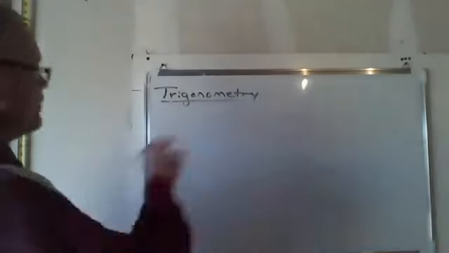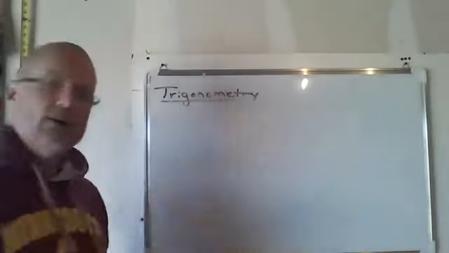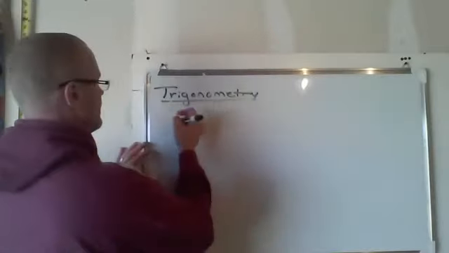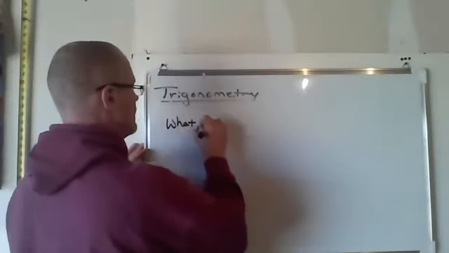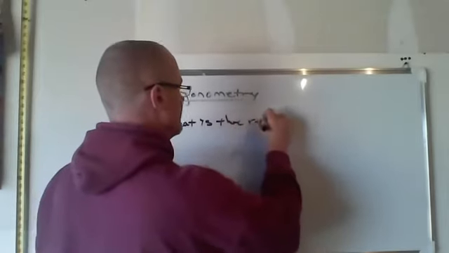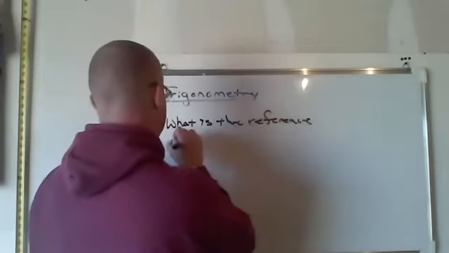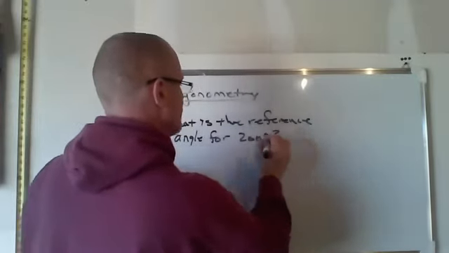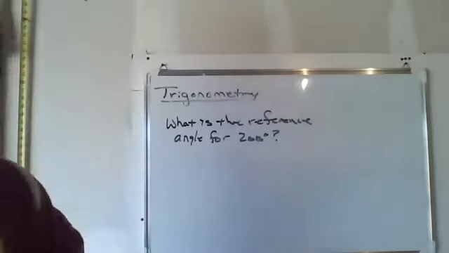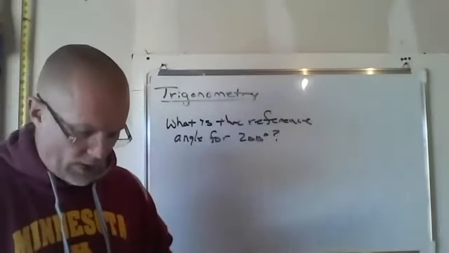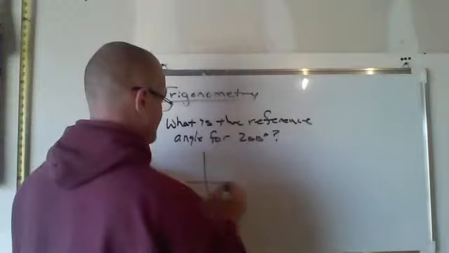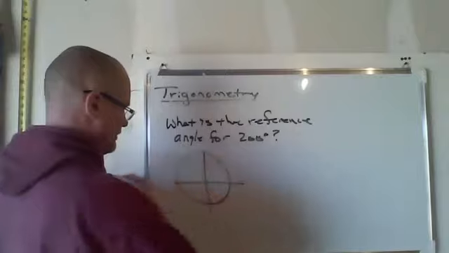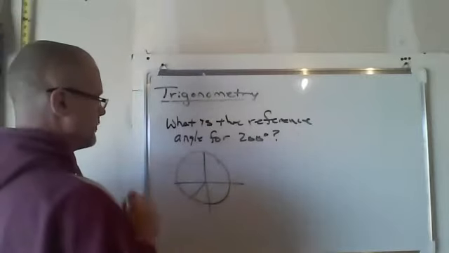Okay. So here's my question. I want to know what the reference angle is for 200 degrees. What is the reference angle for 200 degrees? Question mark. Okay, so what's the reference angle for 200 degrees? Well, first of all, I have to draw where it is. And in my unit circle, 200 degrees lives right there.